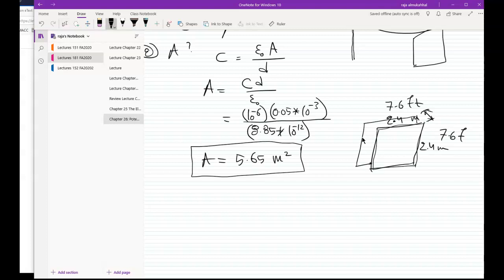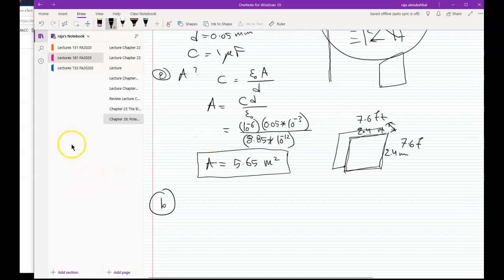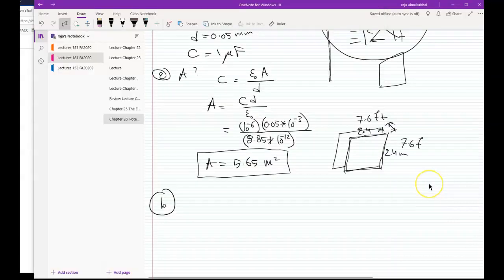Oh, I forgot to do part B. Part B says: how much charge is on the plates if this capacitor is charged to 1.5 volt? Basically we know that the capacitance is equal to Q over V, and so Q is equal to CV.